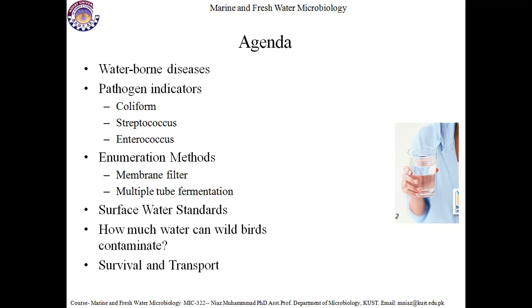We will talk about which type of standard has been developed for this, how much microbial load is acceptable and beyond that is not acceptable. How much water can wild birds contaminate; not only human beings are responsible, but there is a huge population of birds on this globe. They are also contaminating the water bodies. And how we can estimate that microbial contamination load in water. And at last we will state how microbes survive in the environment and how they get access to the water bodies.